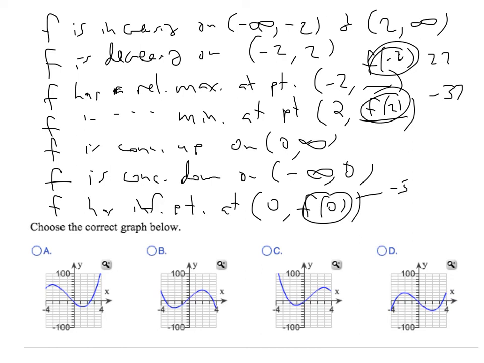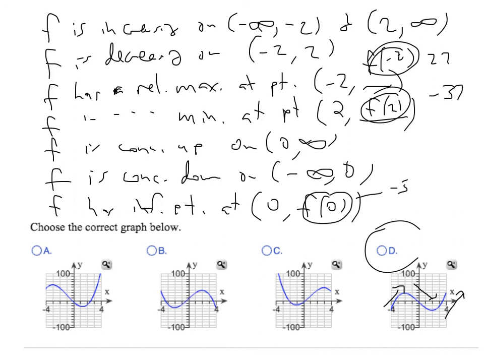Usually just one piece of information is enough. The increasing decreasing is easier to look at, I think. So we want something that goes up from negative infinity to negative 2, and as soon as you're looking for that, there's only one graph that even does that. This graph is the only one, so D is the only one that is increasing from negative infinity to negative 2. If we look at the rest of the analysis, it's going down until you get to 2, it's going up again, so that fits our increasing decreasing analysis.